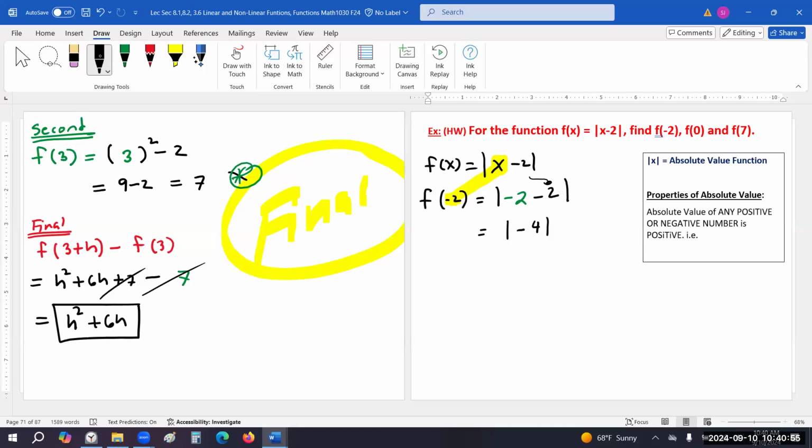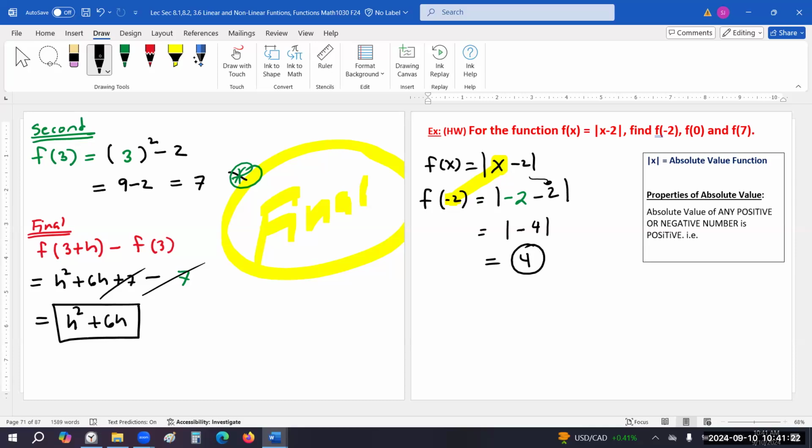Absolute value says, well, I don't care about negative. When I give you something back, I always give you something positive back. So absolute value of negative 4 is positive 4 if you take out your absolute value. If you keep your absolute value, it's still negative 4. But when you take it out, it becomes positive 4.